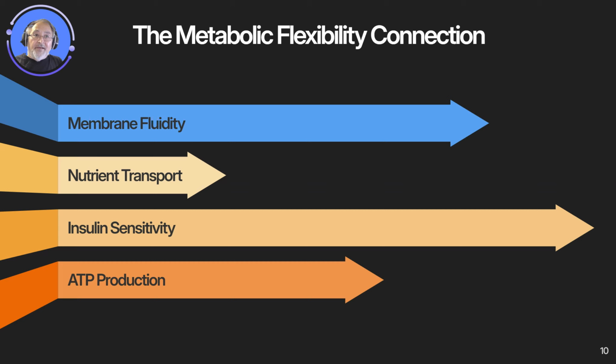The carnivore diet restores proper membrane composition and enhances metabolic flexibility. This improvement manifests as stable energy levels, reduced hunger, and improved exercise performance. The connection between membrane composition and metabolic function explains why dietary changes that restore proper cellular architecture yield such wide-ranging benefits.